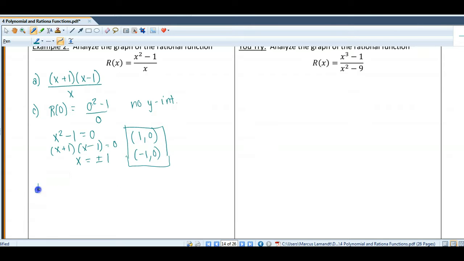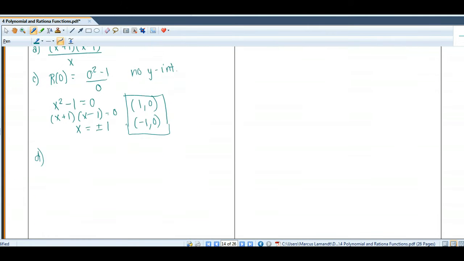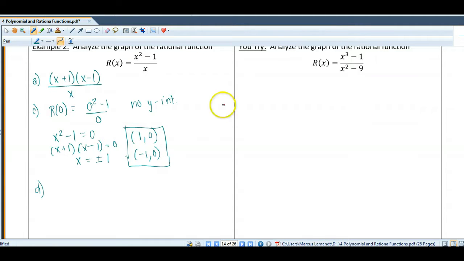Alright, part D. What was part D? Was it symmetry? Part D, yes, symmetry. Alright. You might be able to do this in your head, or you'll hopefully get to the point where you can do part of this in your head. If you were to plug in a negative x, you're going to get an x squared on top, because the negative just cancels out, but you're going to get a negative x on the bottom. Okay? That's not going to work, so it's not even.